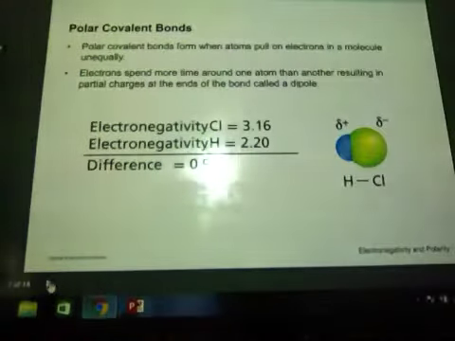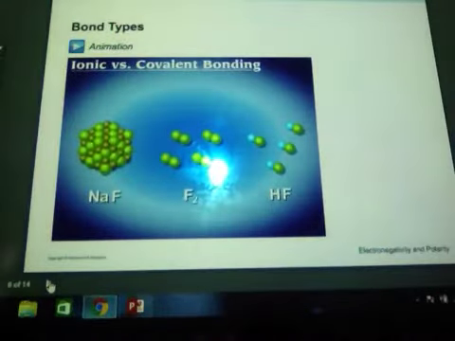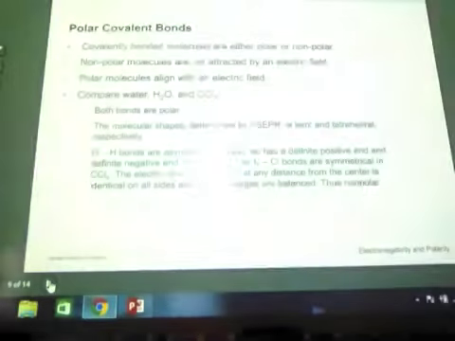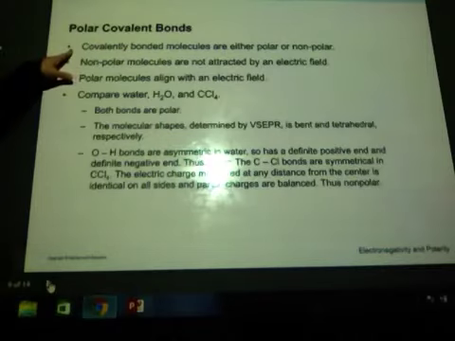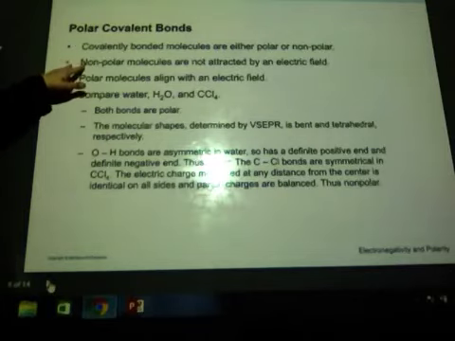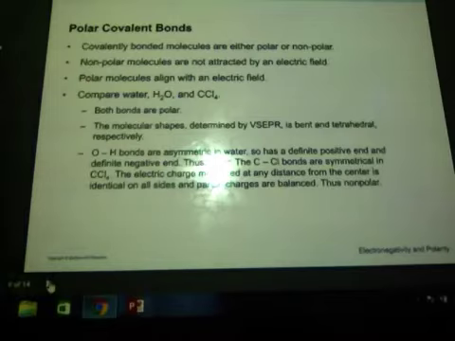So the more electrons an atom has, the more likely it is to be slightly positive or slightly negative. I am not going to show that one. So if I have a covalent molecule, the molecule itself will either be polar or nonpolar. Nonpolar molecules don't have an electric field. They don't have a difference in charges. Polar molecules are going to have an electric field almost like a magnet, which is why it's called polar.